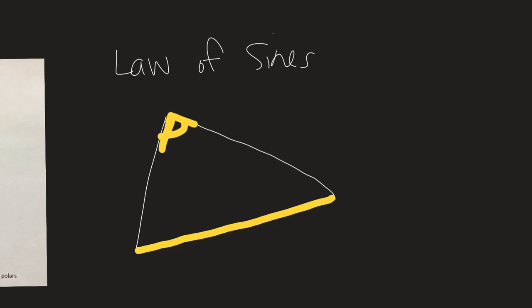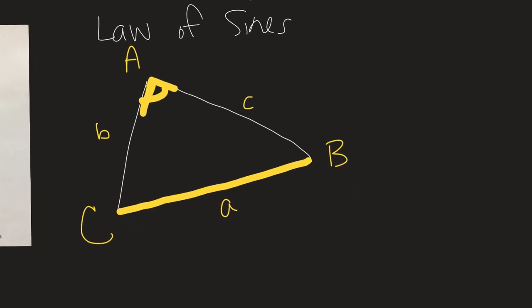Okay, that's what you need to know. If you don't know that information, then you can't use the law of sines. So maybe this is angle A, and this is little side A. This is angle B, and across from it is side B. Angle C, and across from it is little side C.